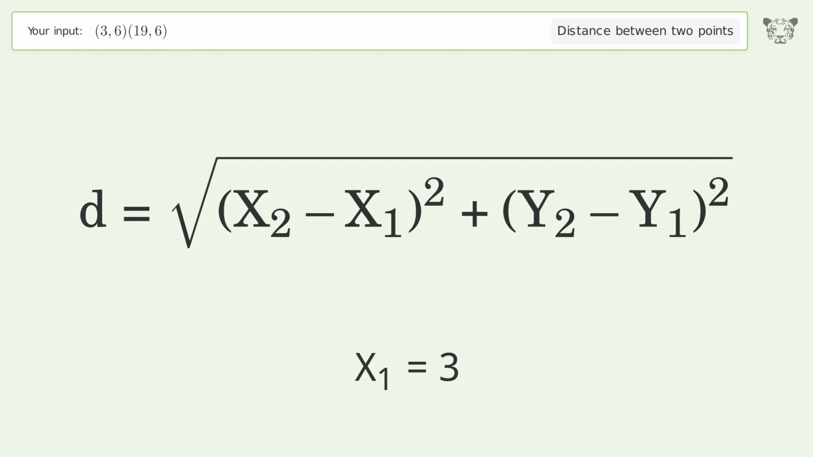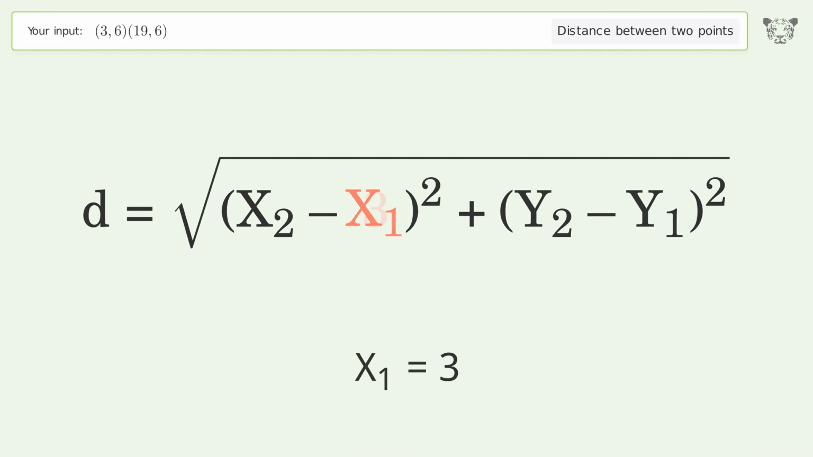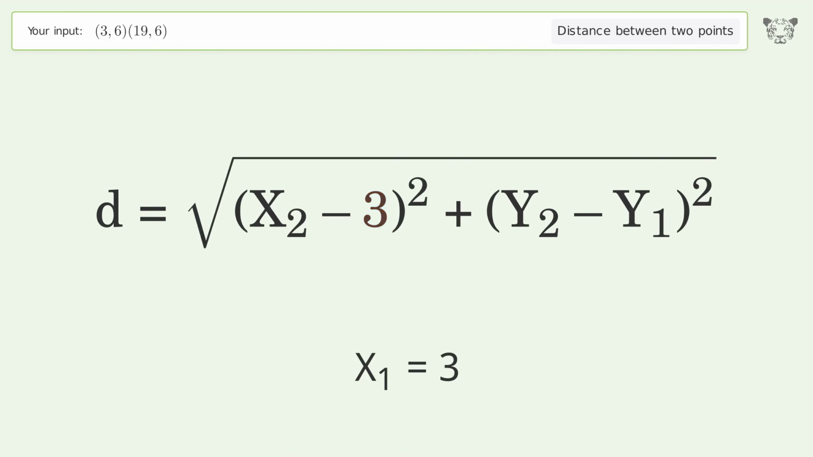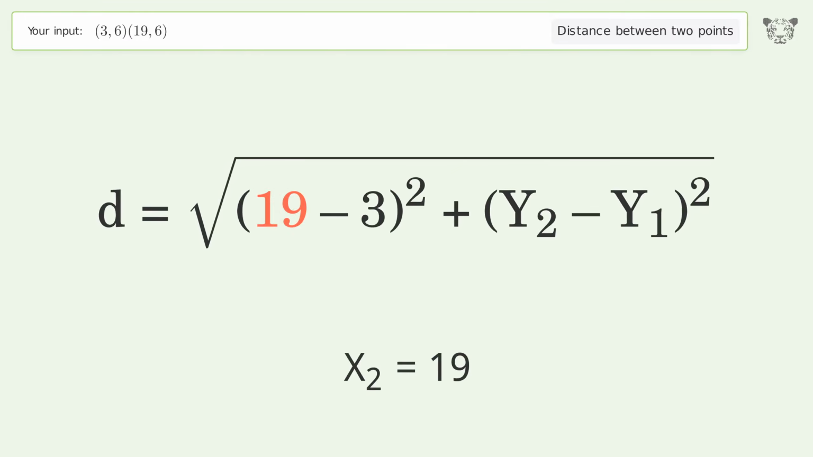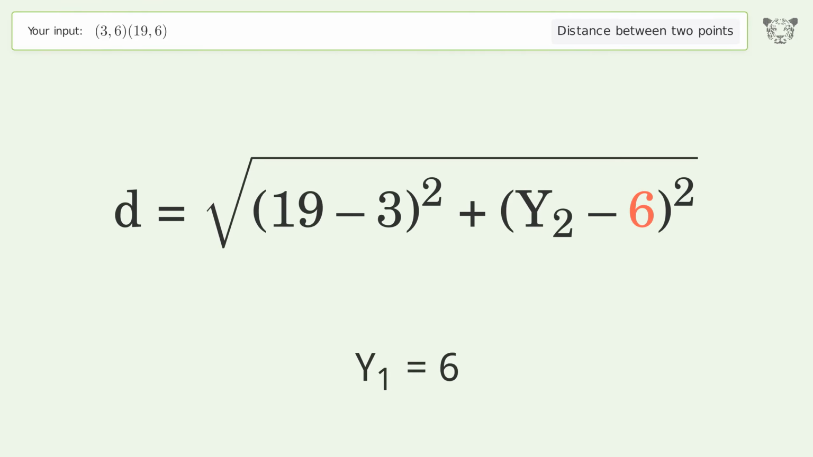x1 equals 3. x2 equals 19. y1 equals 6. y2 equals 6.